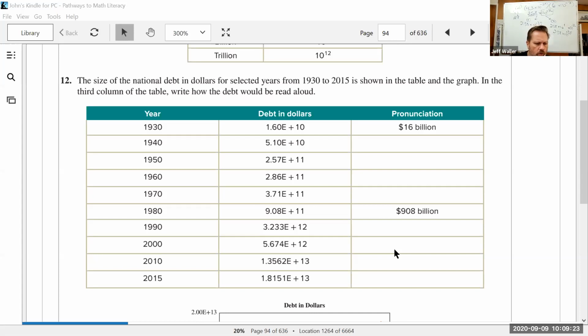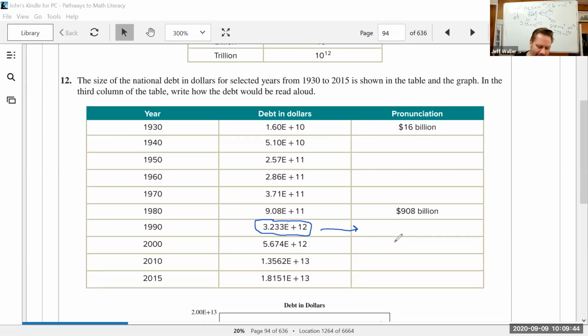You move your decimal. So let's look at 3.233 E plus 12. It's right below the 908 billion, if everybody in class is paying attention. Now, thank you, Jeff.